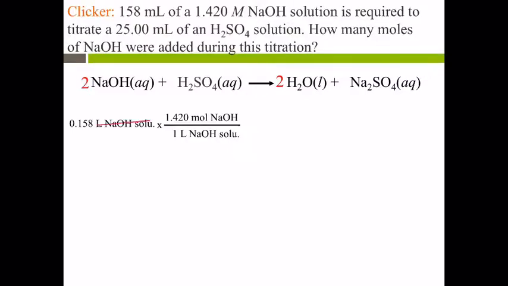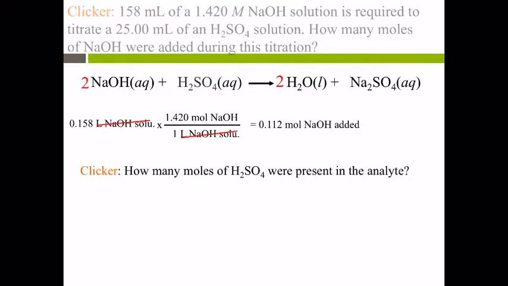So that will tell us the number of moles of sodium hydroxide that we added to the initial solution in the first place. The next question then is, how many moles of sulfuric acid were present in the analyte?